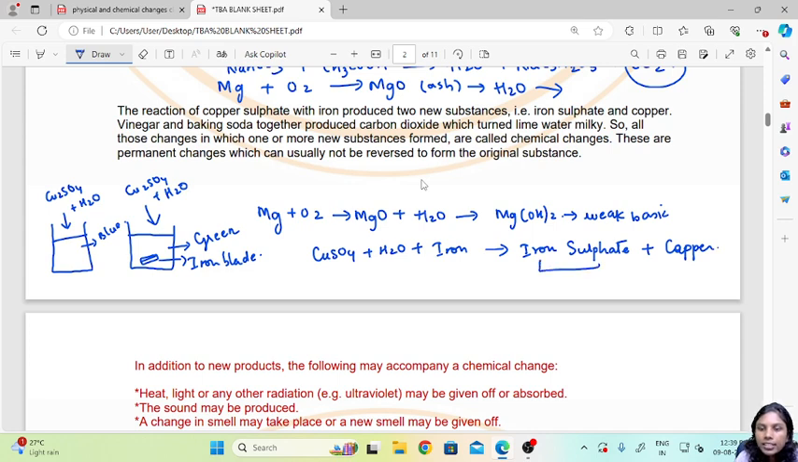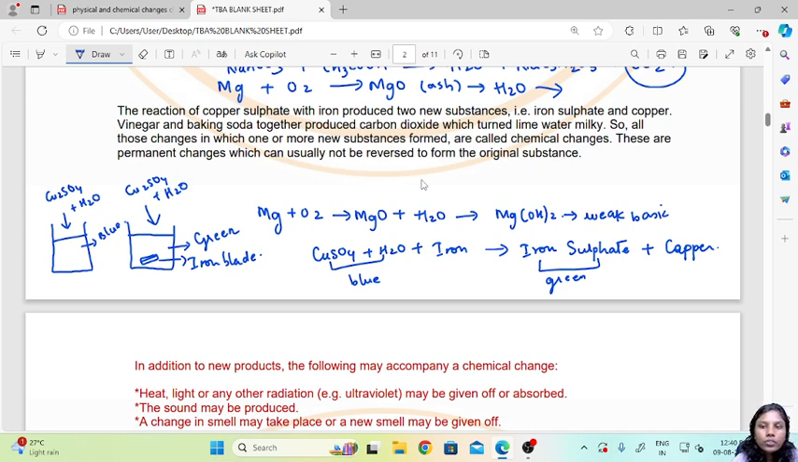Now this iron sulfate is the reason this solution turned green. Initially when we had copper sulfate plus water, we had a blue solution, but on adding that iron blade, what happened was this copper sulfate solution turned into iron sulfate, and that is the reason the solution also turned green.